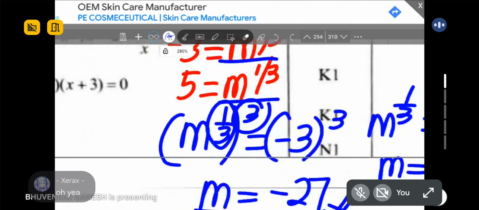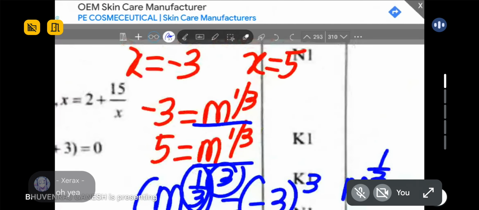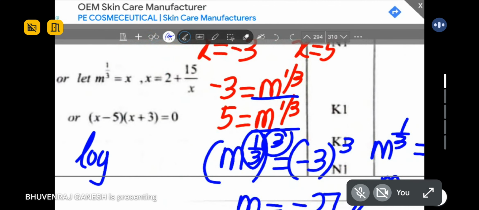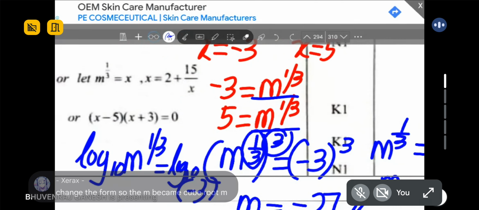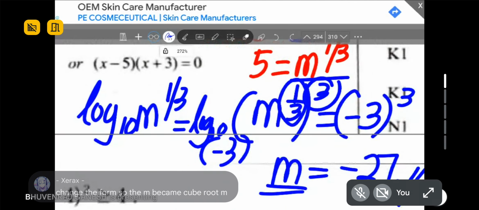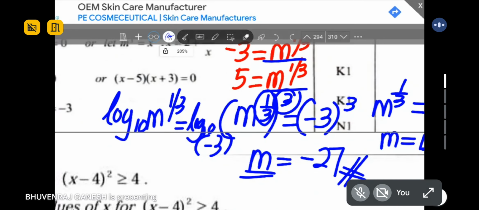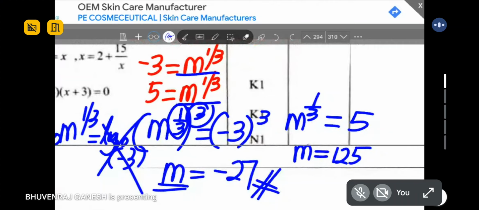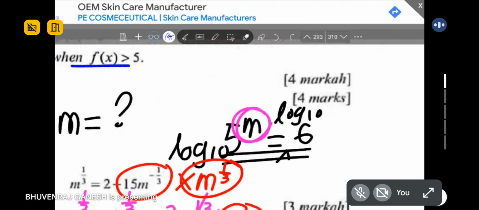Okay, yang ni kamu lihat betul-betul. Kalau kamu tambah log kat sini, log m log 10 m 1 over 3 equal to log 10 negative 3. Guys, log nombor negatif boleh tak? Tak boleh kan? Cannot, right? Log negative number is undefined. Tak ada penyelesaian punya kalau log negatif. So memang tak boleh log. Cannot. Okay, log hanya untuk macam ni.